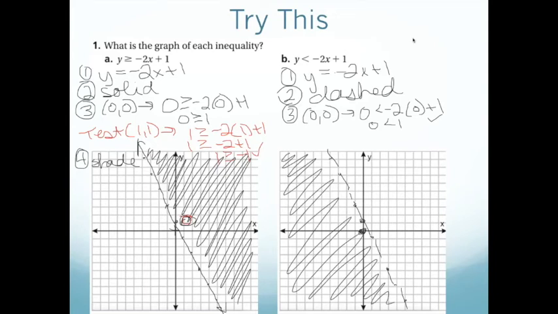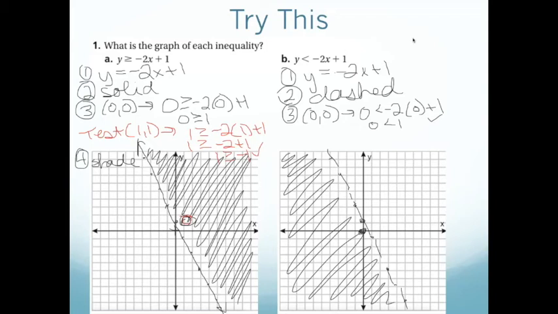Now, if we look at these two examples, we should be able to see why they're shading the opposite side, right? In part A, y was bigger than our expression. In B, y is smaller than our expression. So we should have opposite answers.